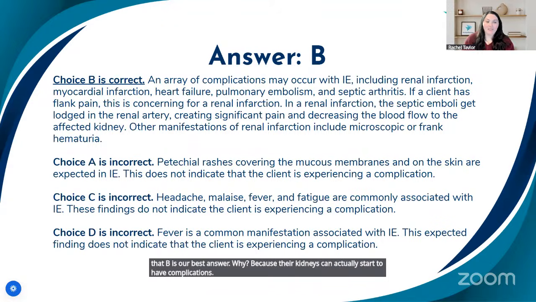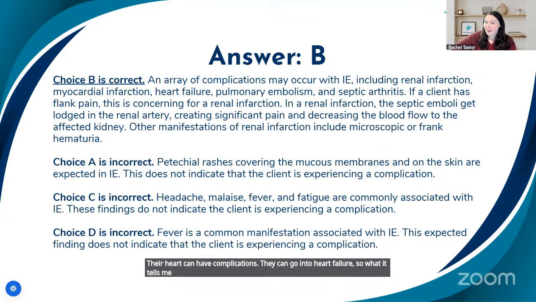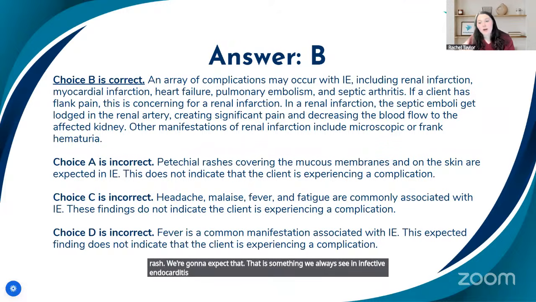Their heart can have complications. They can go into heart failure. So what it tells me, if they get bad flank pain, their kidneys are probably struggling. And I would need to make sure that I'm assessing that and that I am intervening. Headache, fever, rash, we're going to expect that. That is something we always see in infective endocarditis. You needed to know this is what tells me there is a problem with the client.